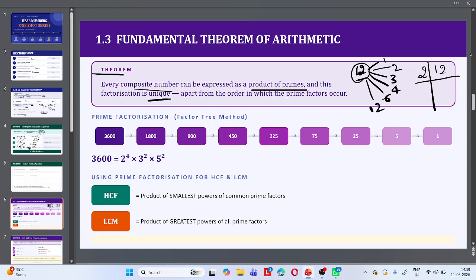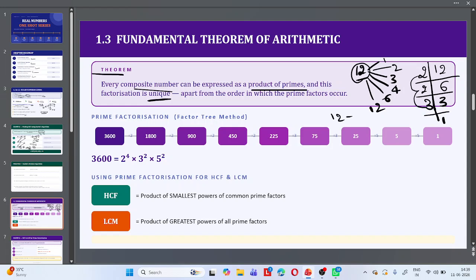2 is the smallest even prime. Other than 2 there are only odd primes, right? 2 sixes are 12. Again take 2. 2 threes are 6. Here we can't take 2 because it is a 3. Go for the next prime, that is 3. 3 ones are 3. These are the primes of this 12.